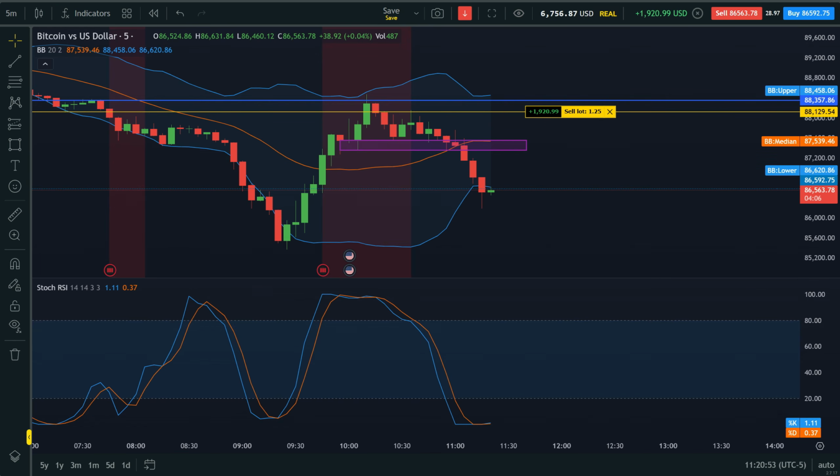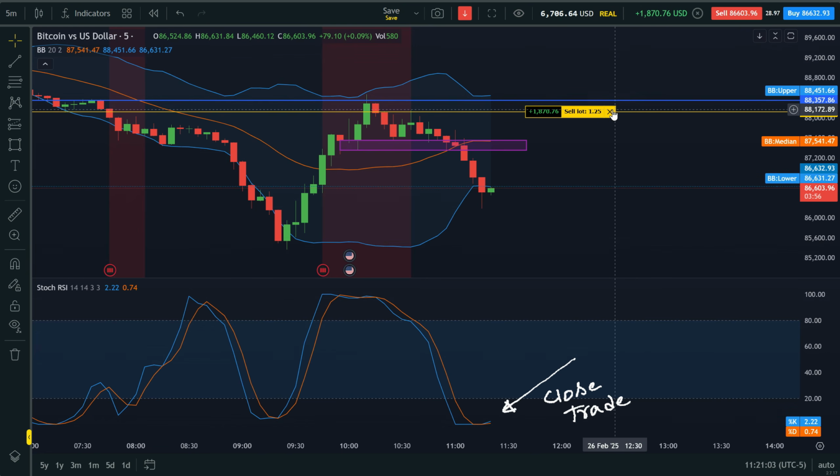Now, let's go back to my targeted profit strategy. I plan to exit the trade when the blue line crosses the orange line on the stochastic RSI. And if you look closely, you can see that the crossover has just happened, which means the momentum is about to shift. This is my perfect exit signal.